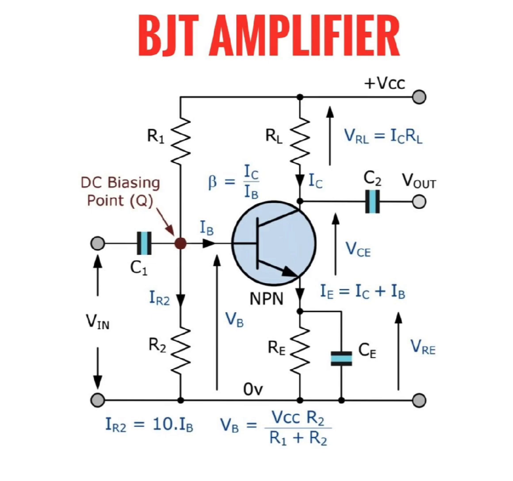Role of capacitors related to bias. C1, the input coupling capacitor, blocks DC and passes AC only, protecting the DC bias at the base. CE, the emitter bypass capacitor, is a short circuit for AC, increases voltage gain, and has no effect on DC bias.